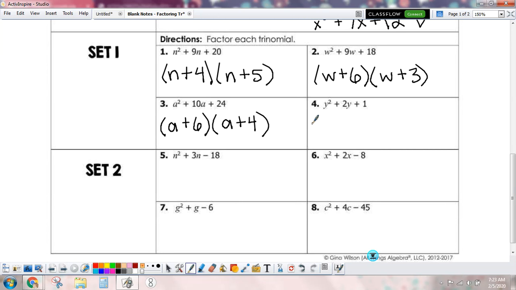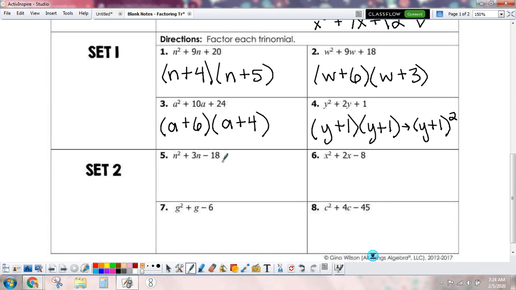Okay, and then for the last one, you should have y plus 1 and y plus 1. Now remember, if you have the same term like this, you actually want to write that as y plus 1 squared. Okay, this is the most simple version of this. This is still right, yes, but the most simplified version is technically this with that exponent. All right, so for set 2, now we have an addition and a subtraction sign here.